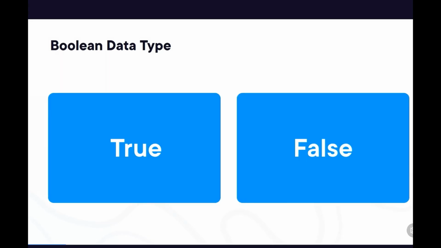This module will focus on conditional statements, and the most important data type in the context of these statements is the Boolean data type. Boolean values can only hold one of two values, true or false. These values represent logical states which allow us to make decisions in the code.